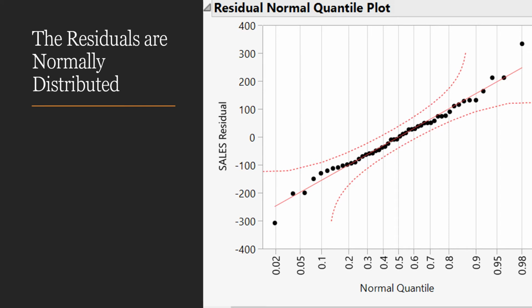Another assumption about regression residuals is that they should be normally distributed. So most of my points are falling within these red lines, and it looks fairly normal since there's not a severe outlier.